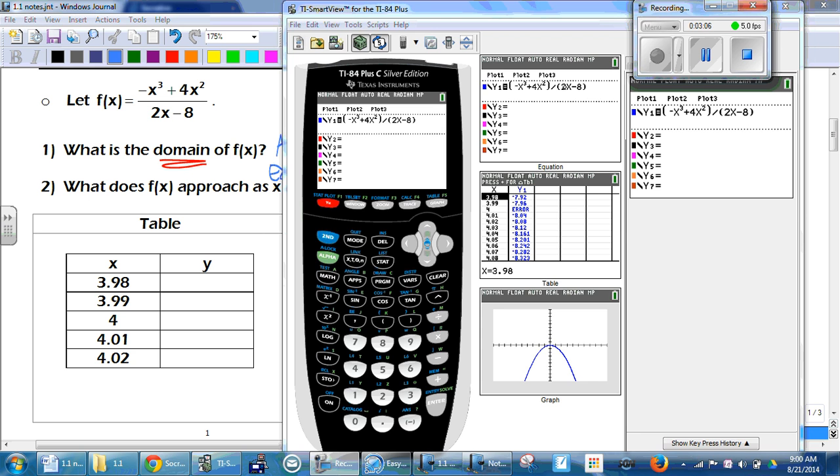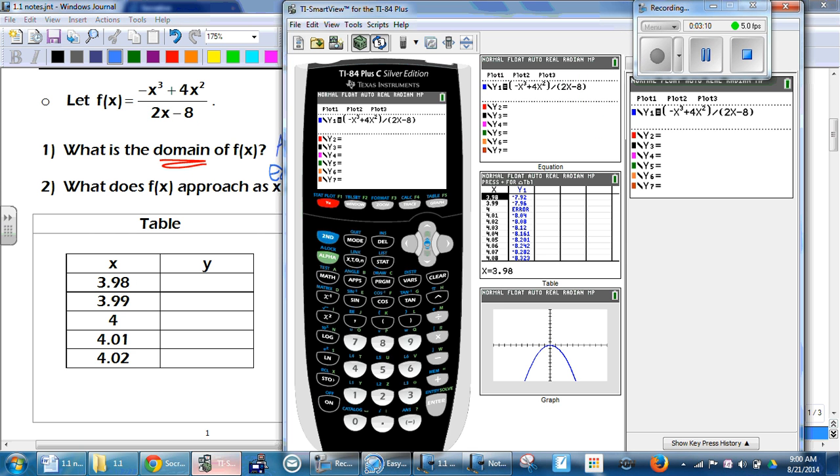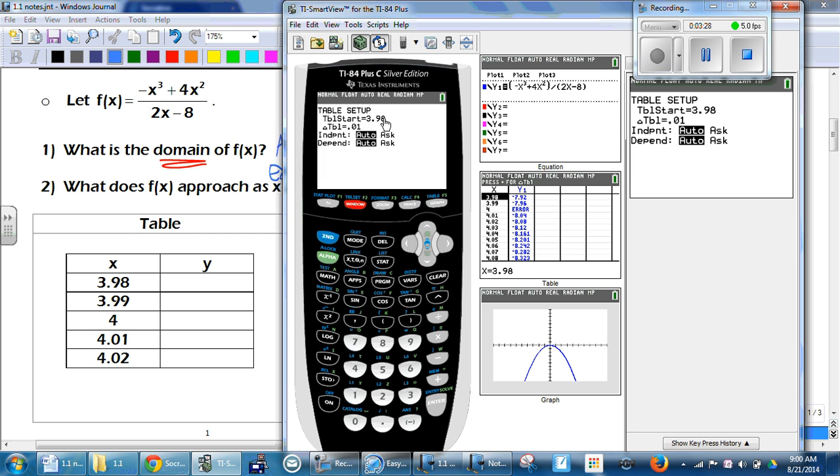So rather than, we could fill out this table by plugging in each one of these numbers into the x. That's kind of a pain. This is another way we can do it. We can actually create a table on our calculator. So to do that, we're going to set up the table first. So we're going to do second, table set is window. So we're going to do second, window. And we're going to set it up, the table start, well, we're going to start it where this one starts, 3.98.